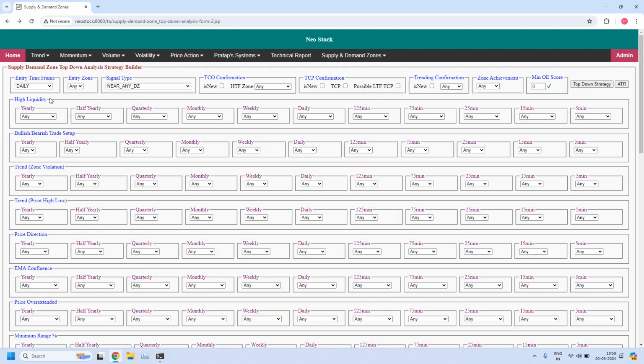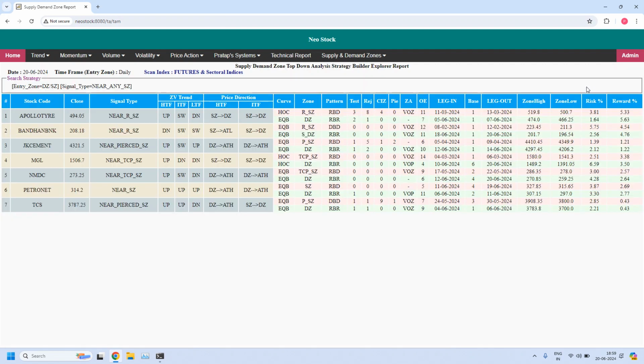Okay, let me go back. For daily time frame, let us find the stocks near daily supply zone. 7 stocks are filtered near to the supply zone. Let us check the high liquidity zones from this list. The first one, Apollo Tyre, is a daily high liquidity supply zone, already tested 3 times.